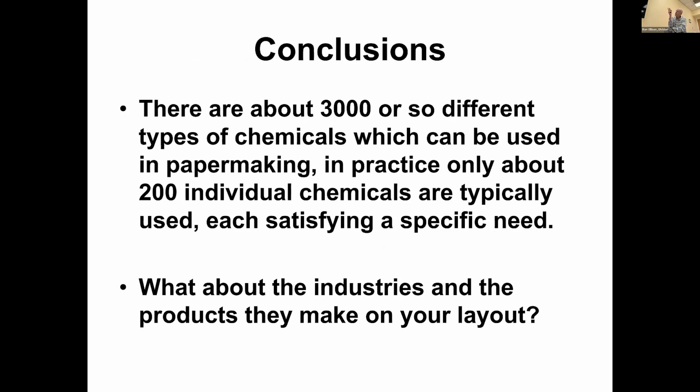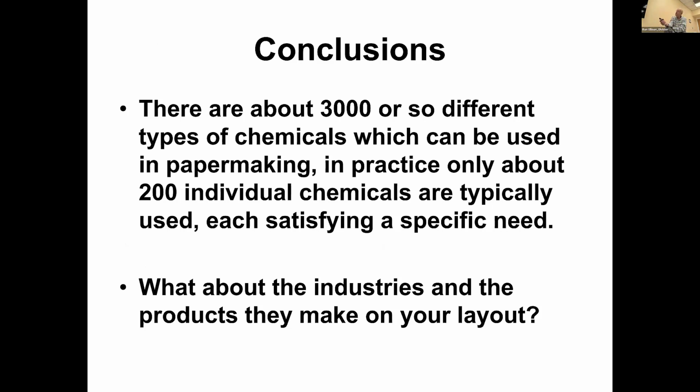Now, I thought this was interesting from his slides. There are about 3,000 or so different chemicals that are used in paper making. Ooh. So have you done the research on your industries and what they're making and how many things are used in that process? This was just interesting stuff.